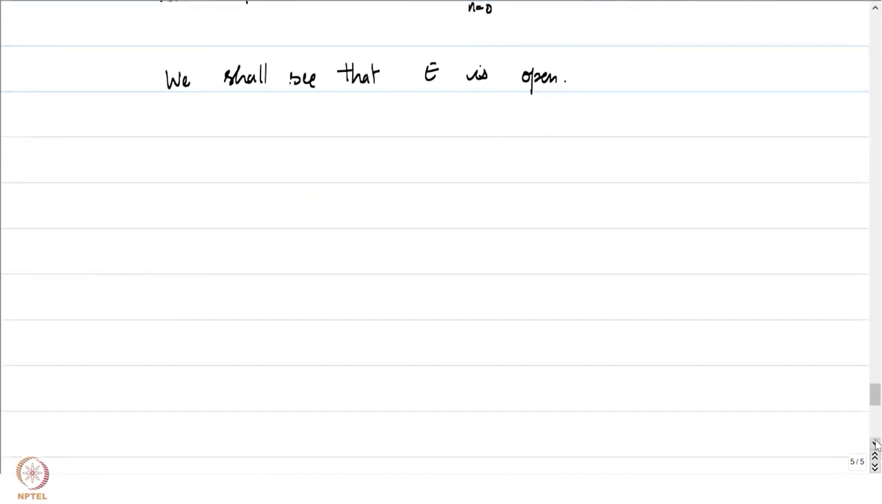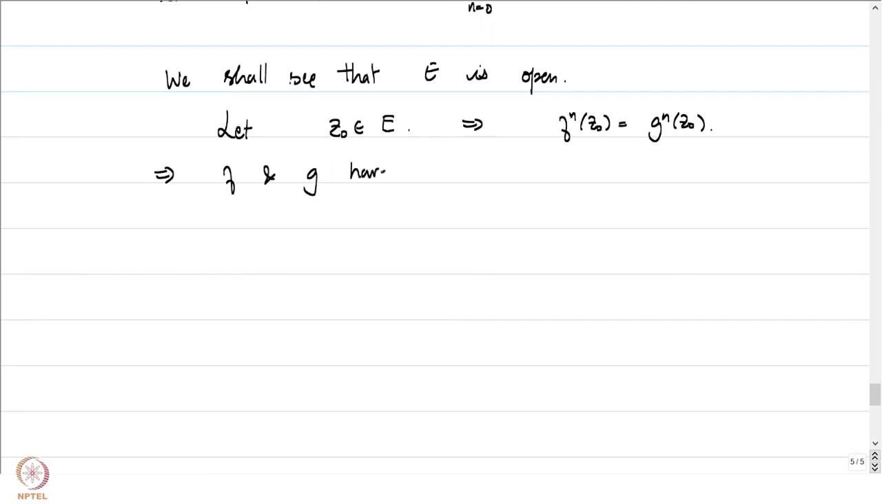And to do that, let Z0 be some point in E. That implies that Fn at Z0 is equal to Gn at Z0. This would imply that in the power series expansion of F around Z0, the nth coefficient, which is captured by Fn by n factorial, is the same as Gn by n factorial, which is the nth coefficient of the power series expansion of G around Z0. So, this implies that F and G have the same power series expansion. This is for all n in natural numbers.